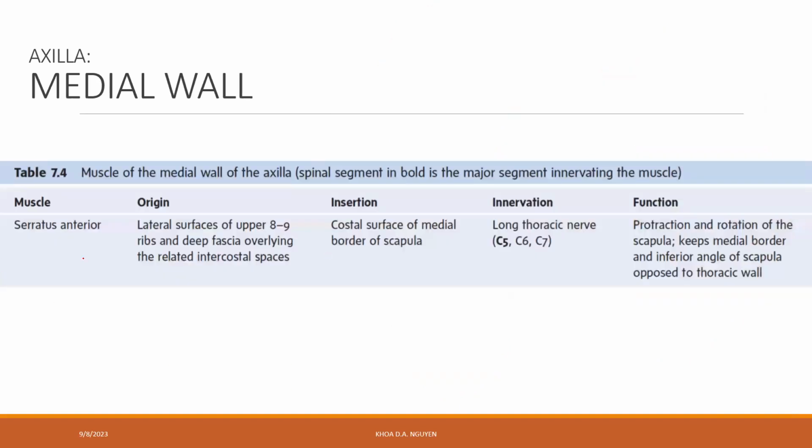So now, serratus anterior is a very important muscle. As we said, it is innervated by the long thoracic nerve. But now, let's see its function. The function of the serratus anterior is the protraction and the rotation of the scapula. But this is not as important as the second function here. This muscle also keeps the medial border and the inferior angle of the scapula opposed to the thoracic wall.